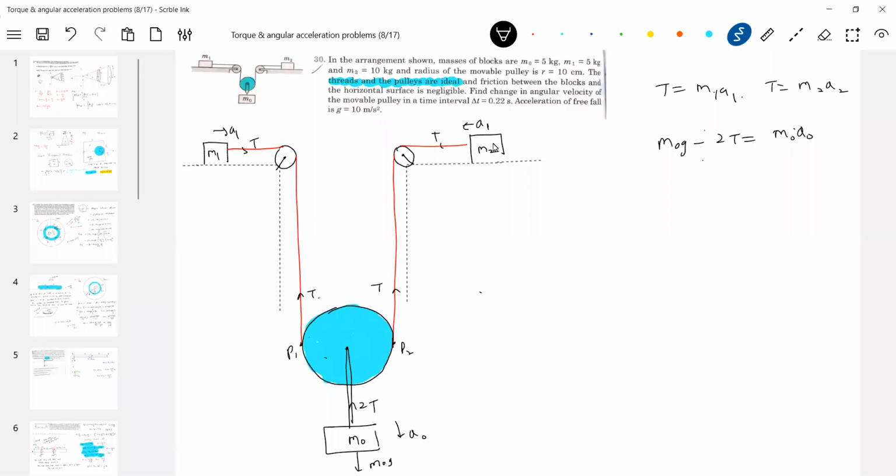What is A0? The acceleration of block M2 should be AP2, and AP1 should be equal to A1. So is there any relation between A0, AP1 and AP2? Go back to the pulley constraints; we did some problems earlier. Therefore here A0 should be equal to (AP1 plus AP2) by 2. So this should be equal to (A1 plus A2) by 2. That is a very good equation we ended up with.